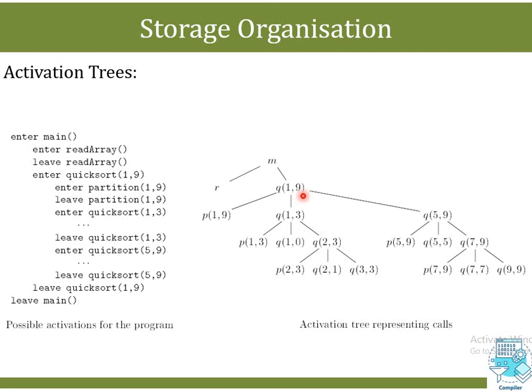Once after completing the left side of the position where we have the pivot element, next we want to process the elements present in the right side. So for that again you have quick sort of 5 comma 9. So this tree will ensure sorting the list of elements in the right side.